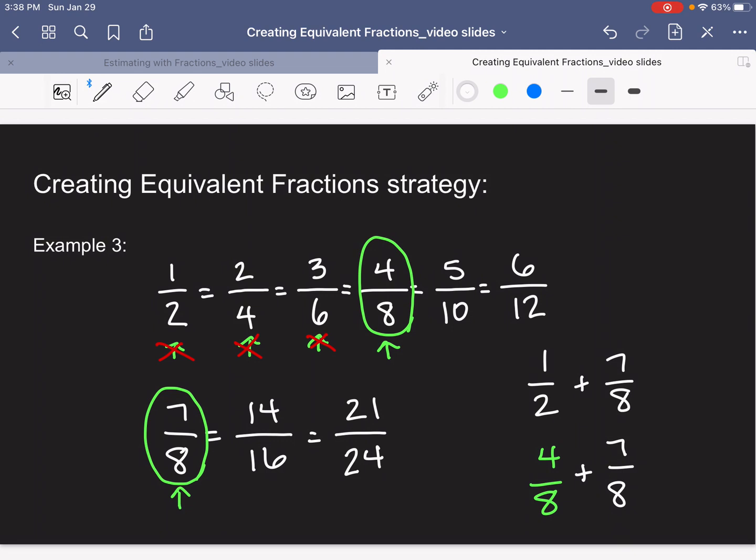Now I can add these two fractions together because they both have 8 as the denominator. So when I add, I only add the numerators together. The denominator will stay the same. So I have 4 plus 7 is 11, and then 8 is my denominator. So I have the answer 11/8 is the sum of 4/8 plus 7/8. It is also the sum of 1/2 plus 7/8.